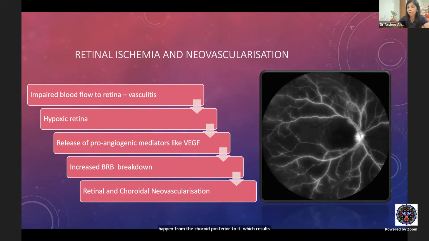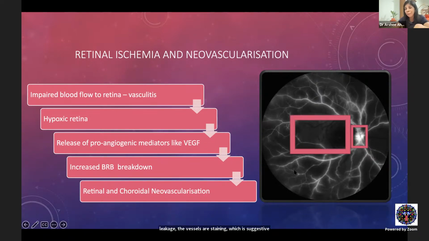retinal and choroidal neovascularization. So this is the photograph of a patient who had a retinal vasculitis secondary to autoimmune causes and presented with sudden decline of vision. So here, as you see, the disc shows some amount of leakage. It's a hot disc. You see massive retinal capillary leakage. The vessels are staining, which is suggestive of inflammation in the retinal vessels. And you see this big dark area at the macula.